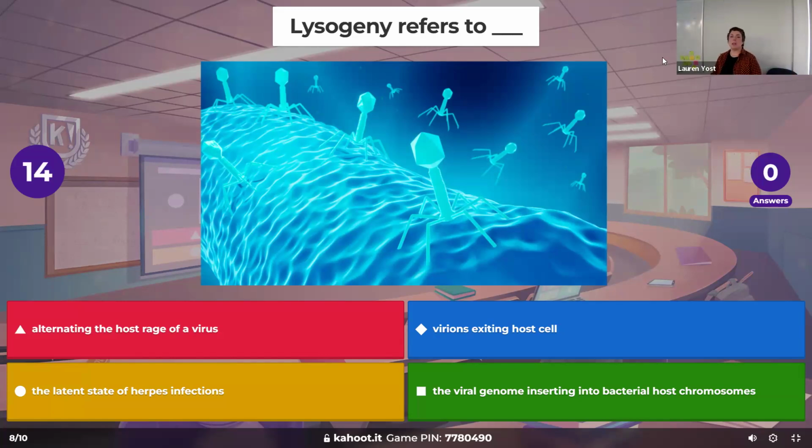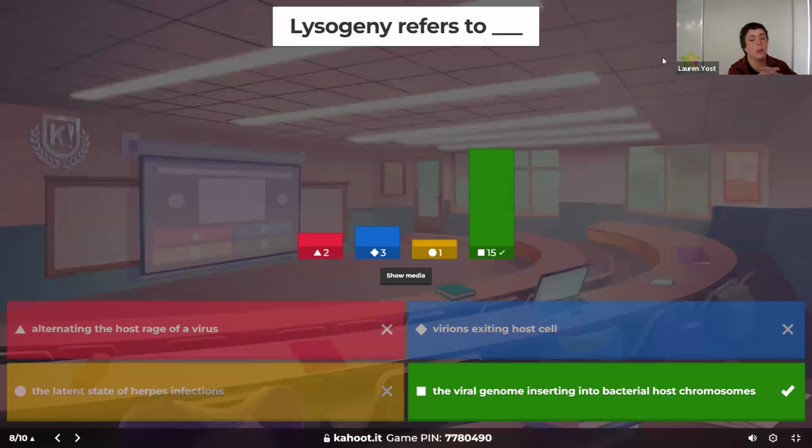So lysogeny, what is that? In the viral life cycle, all right, so this is going to be when the viral genome inserts itself into the bacterial host chromosome. Okay, that's lysogeny.